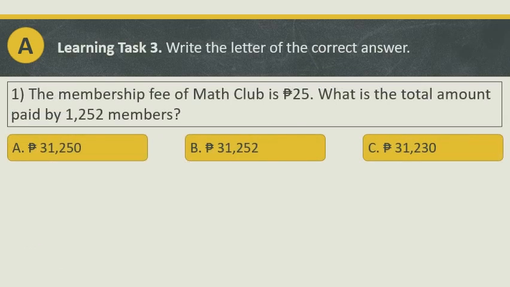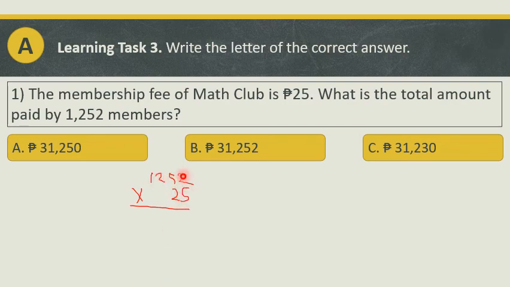Okay, for our last learning task, so let us write the letter of the correct answer. So, basahin natin yung problem. So, the membership fee of Math Club is 25 pesos. What is the total amount paid by 1,252 members? So, to solve this, we have to multiply 1,252 by 25. So, tandaan natin ha, lagi tayong magsisimula dito sa kanan.